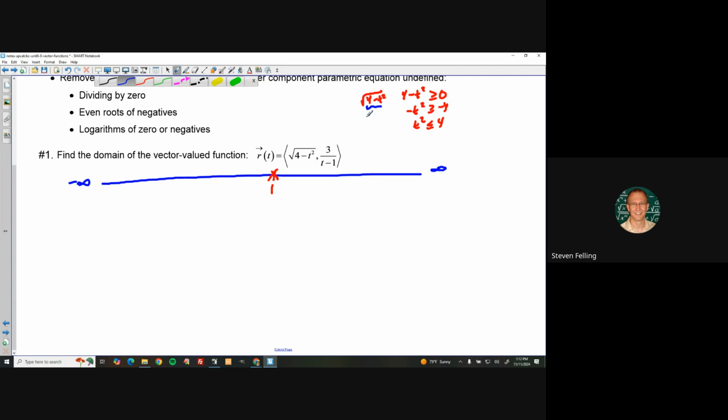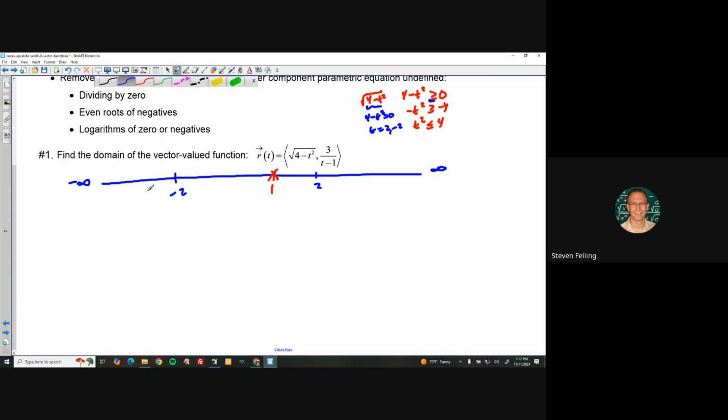Where is this 0, right? Where this starts to transition from okay to not okay. Well, that would be 4 minus t squared equals 0 when t is equal to 2 or -2. So maybe what I could do is go to -2 and 2 and just test some values here. So let's test values in each of these regions.